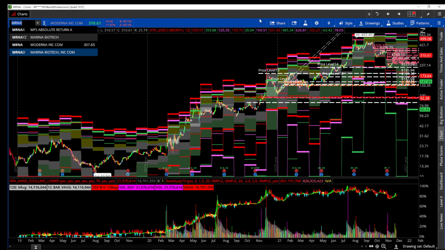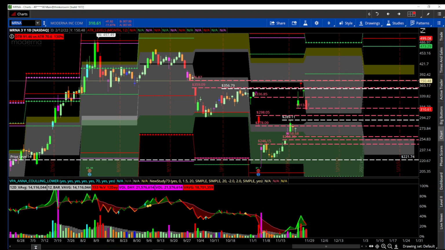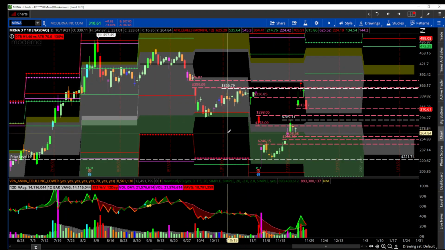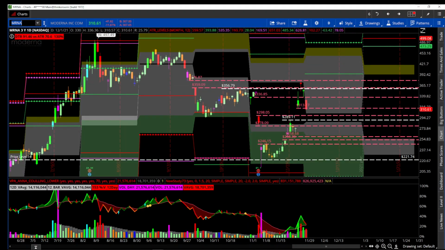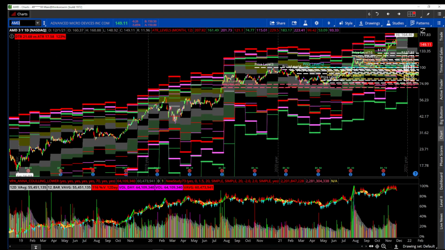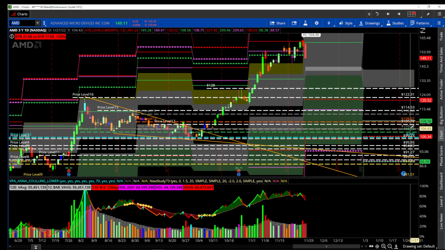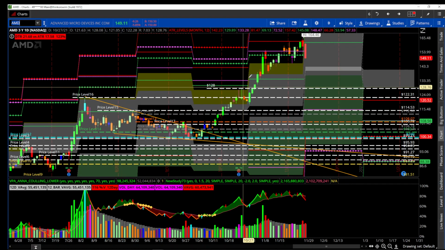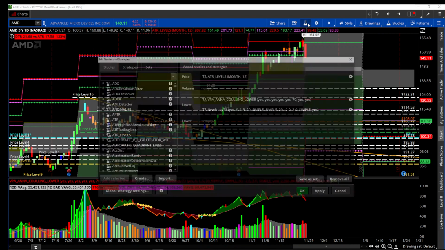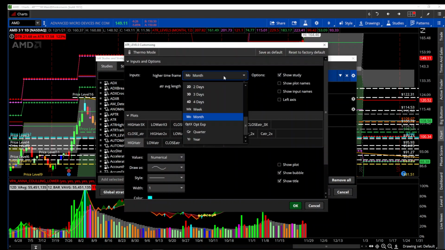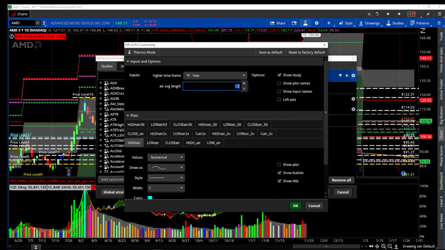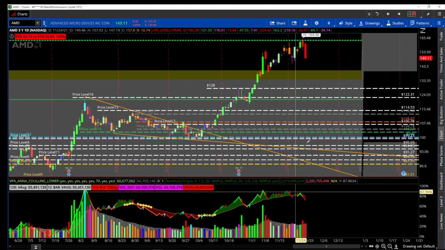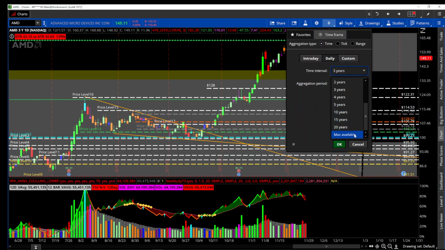Moderna had a huge run up. Right there, came back down. One of the ones I really want, the AMD. Look at this AMD. This AMD has just been on a tear. And it just ran. So let's give this a try. I don't know how it's going to work, but let's do 3. And let's do max available.